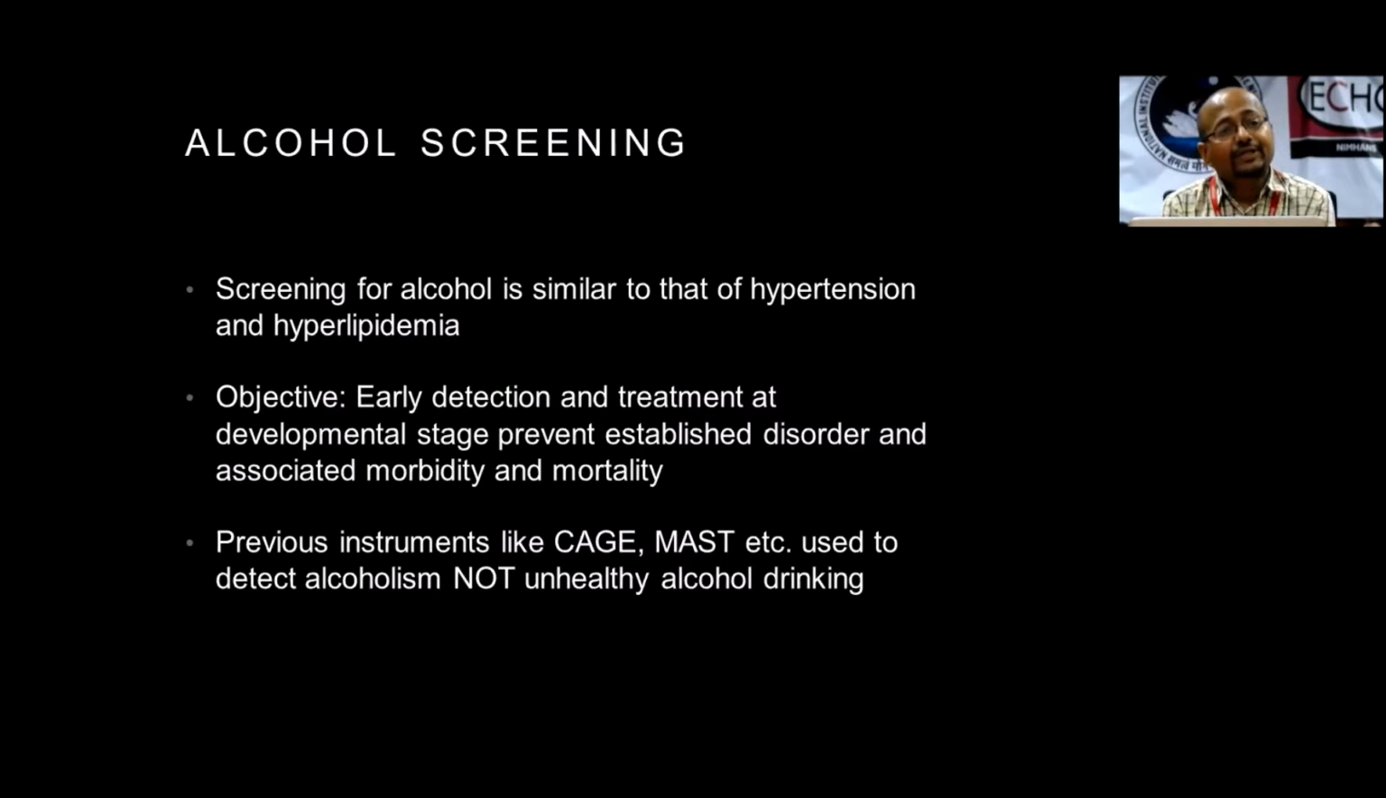Now there were multiple instruments in the past also, like CAGE and the Michigan Alcohol Screening Test, but unfortunately they have not been used in multiple cultures and not been tested as vigorously as the AUDIT has been. So in that context, I will introduce you to the AUDIT, the Alcohol Use Disorders Identification Test. I am sure most of you may have used the AUDIT screen.